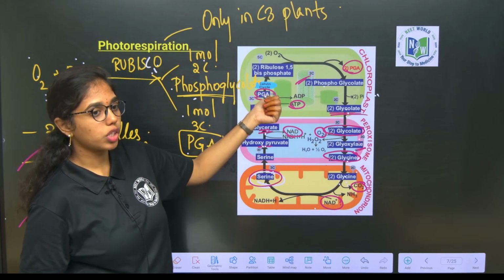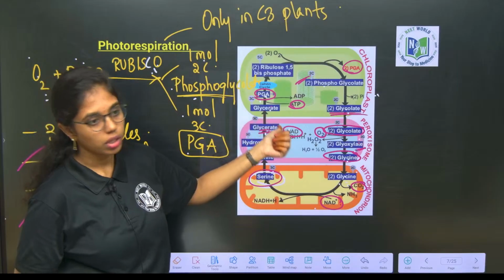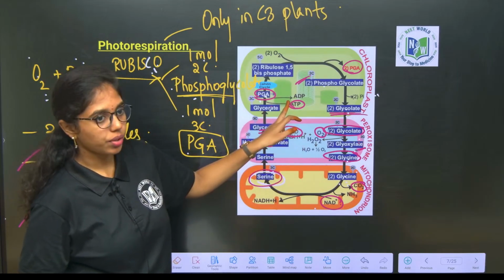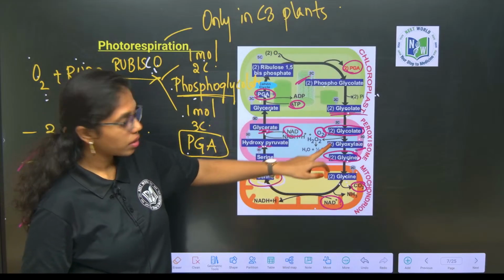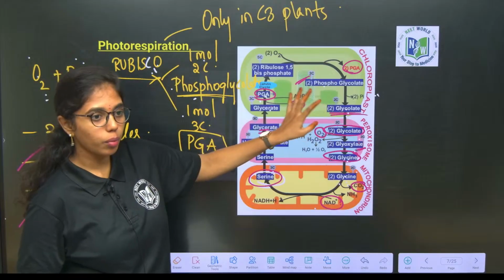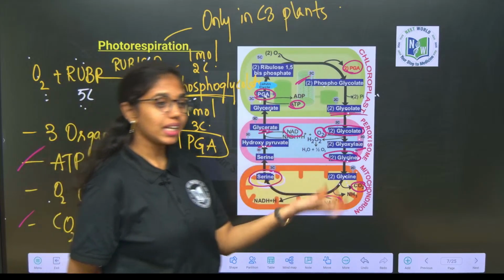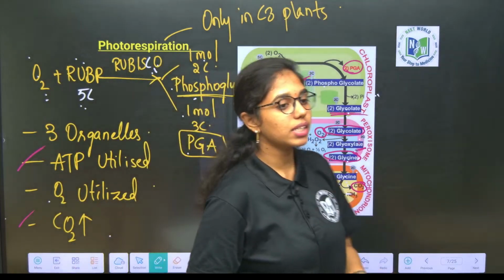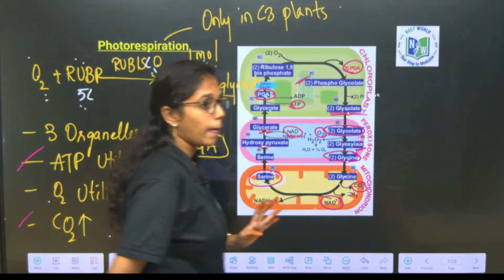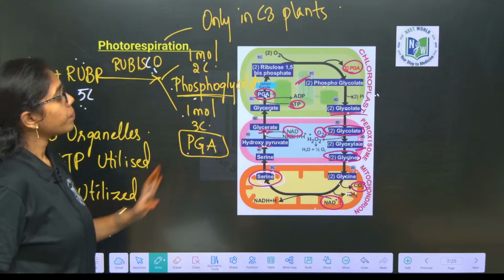Phosphorylation happens and phosphoglyceric acid forms. ATP is utilized here. Is ATP formed on this side? No, it is not formed. ATP will not form over here. It is utilized. As energy is being utilized and carbon dioxide is released, that is why we say it is a wasteful process. But it is dephosphorylation here. Phosphate is removed.